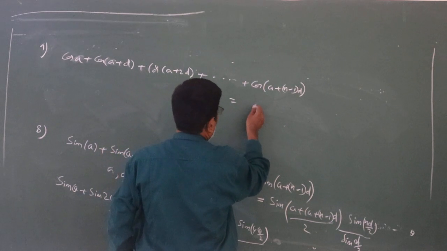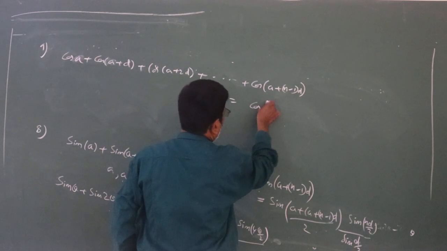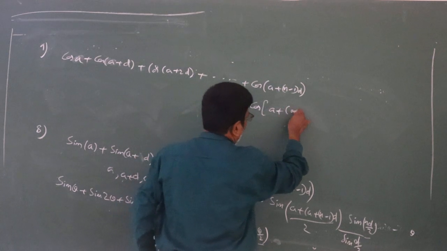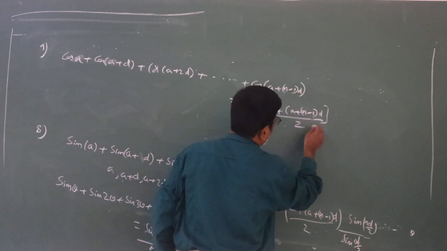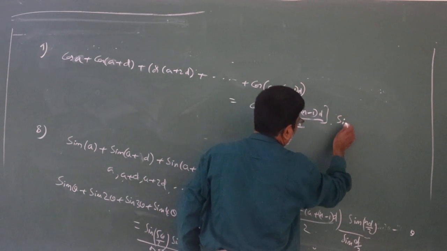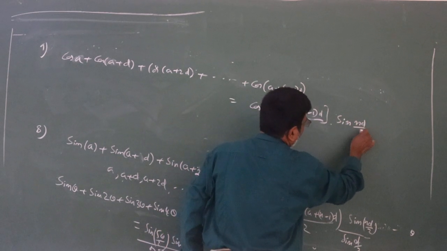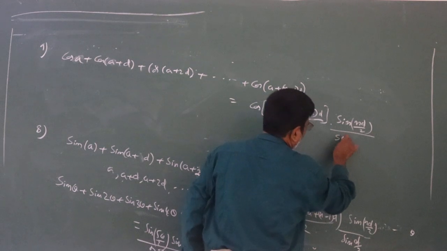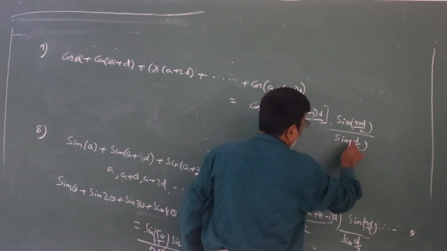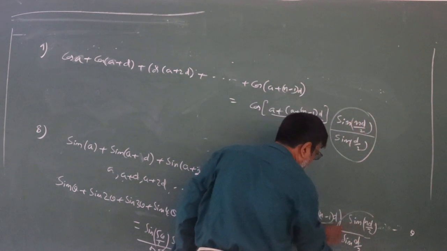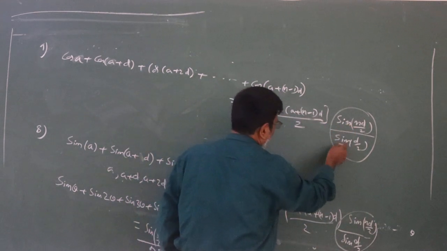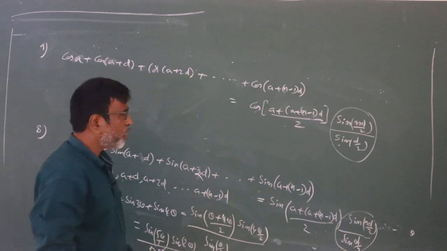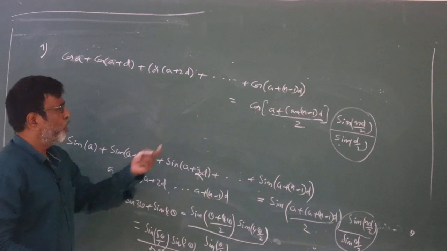The sum is nothing but cos of (first term plus last term) by 2, into sine of n d by 2, divided by sine of d by 2. Here the sine terms are the same, and only cos remains. So that is the way of solving the question.